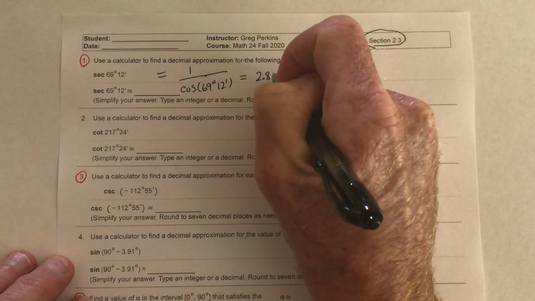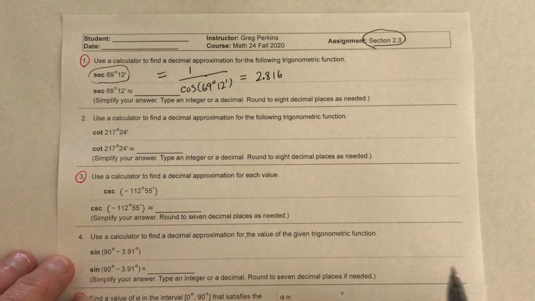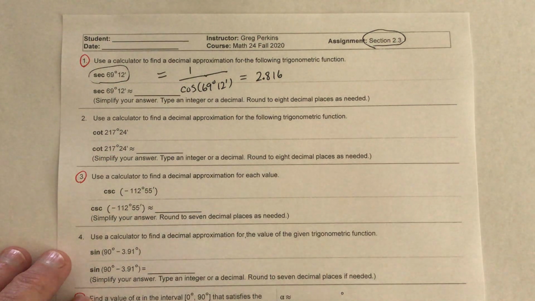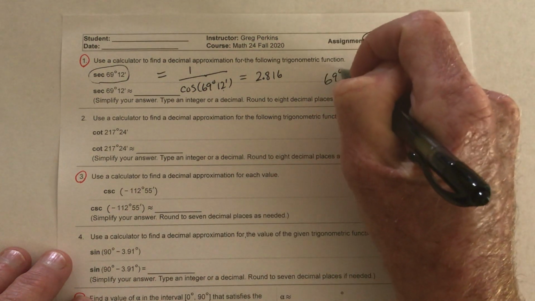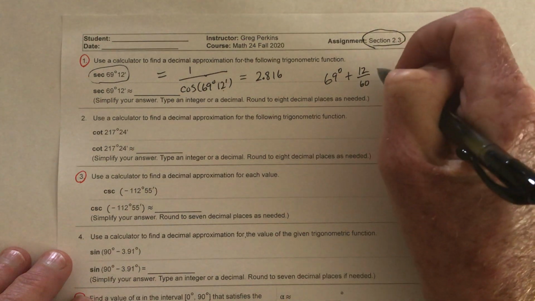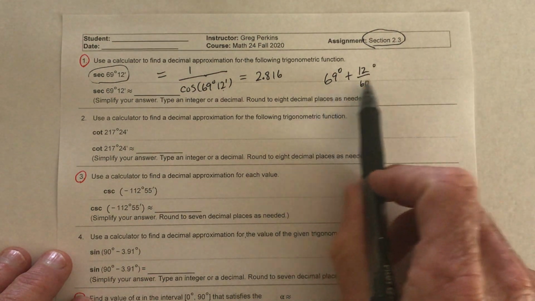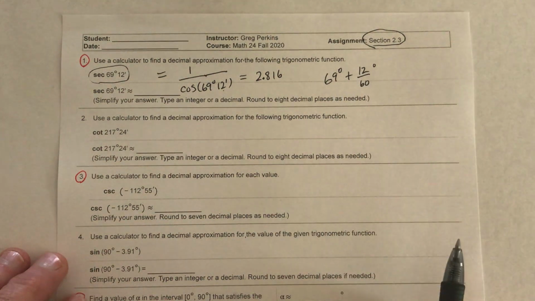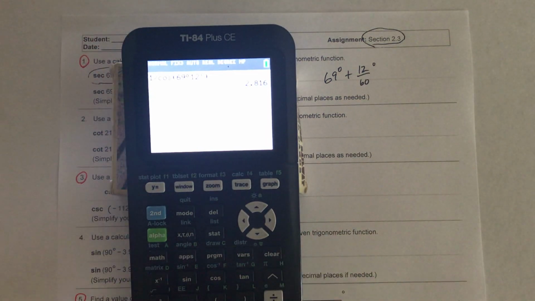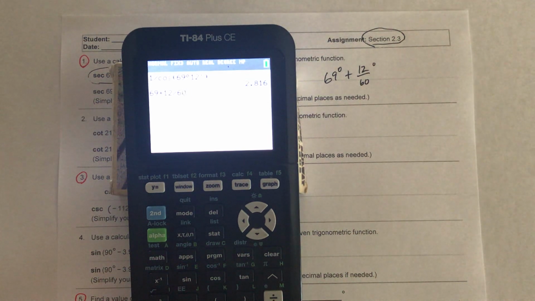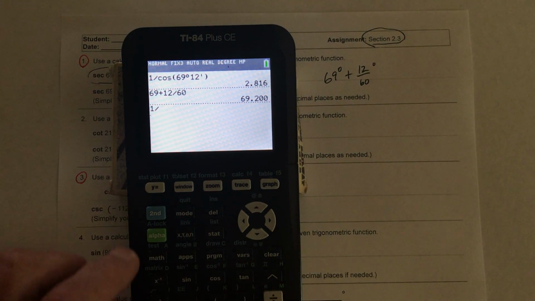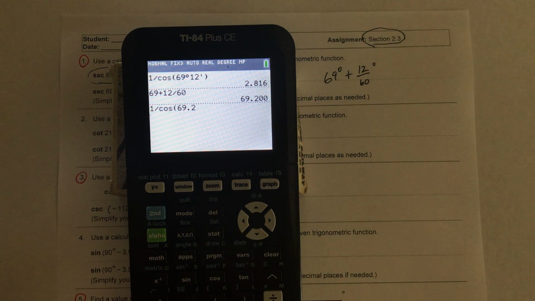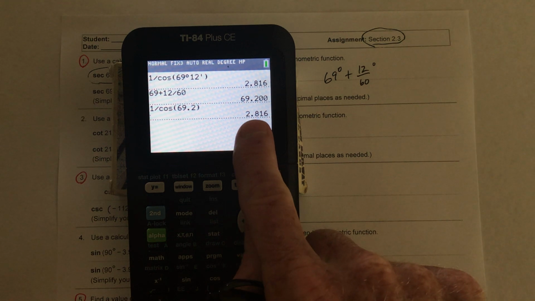So when you go to do this, of course, they're probably going to change the function or change the numbers, but essentially that's what you do. Now, another way to do this is right here, you could have written it as 69 degrees plus 12 over 60, and then that would change it to degrees. And you could either type it in just like that, or you could even get a decimal for this. So 69 plus 12 divided by 60. And once again, the screen is hard to see. So 69.2. So I could also go 1 divided by cosine of 69.2. And I still get the 2.816.